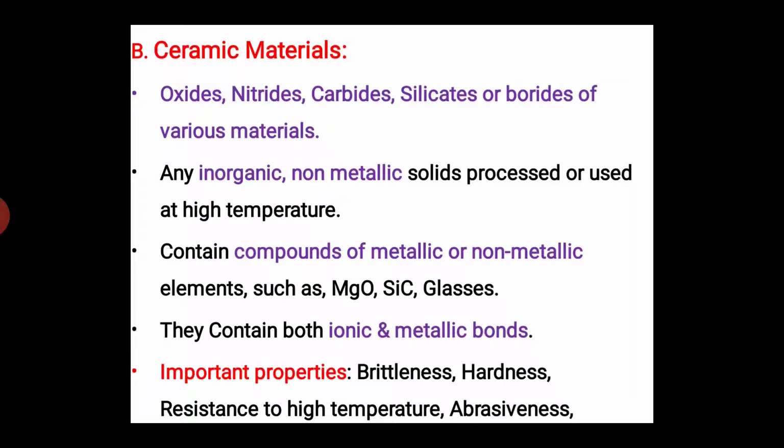Then the next important material in the classification is ceramic. The examples are oxides, nitrides, carbides, silicates, and borides of various materials. They are inorganic, non-metallic solids produced, processed or used at high temperature, compounds of metallic or non-metallic elements such as magnesium oxide, SiC, and glasses. Ceramic materials possess certain properties: brittleness, hardness, resistance to high temperature, and abrasiveness.